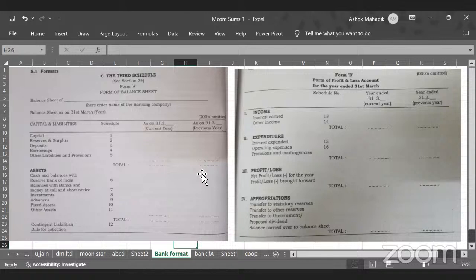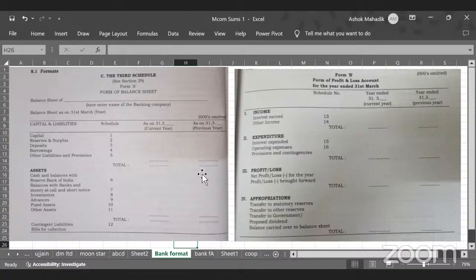Then you can see at the bottom of the balance sheet, there is one more schedule, schedule number 12, which is contingent liabilities. This is not part of your balance sheet, but we have to show it as a schedule. Details will be there in this schedule, but it will not be counted as a part of your balance sheet. It will not be included in the total of the balance sheet. Then bills for collection. We have to show this also as a separate item below contingent liability. Even that will not be included in the totals. So that was the balance sheet. It was in Form A.